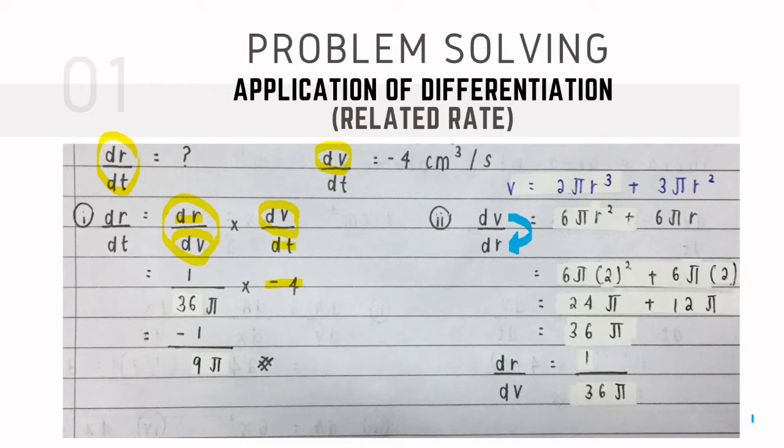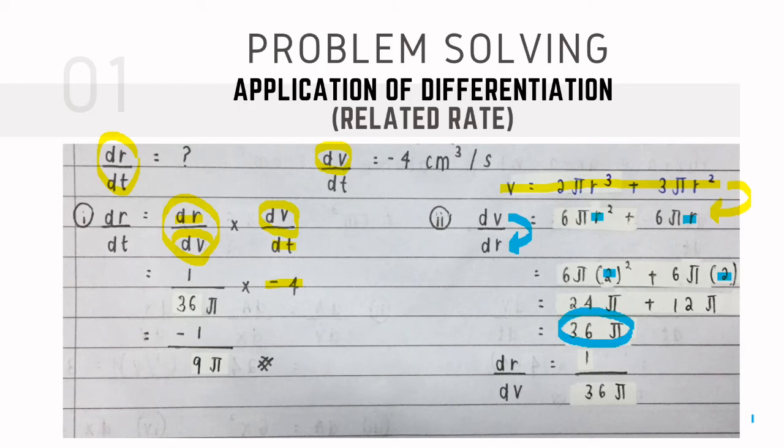As in the first question before, we have got the volume of ice with the shape of a cylinder, which is 2 pi r cubed plus 3 pi r squared. So we just need to differentiate this volume and it will become like this. As the question said, the value of r is 2. So we just need to substitute r here with 2. As a result, we will get the answer of 36 pi.